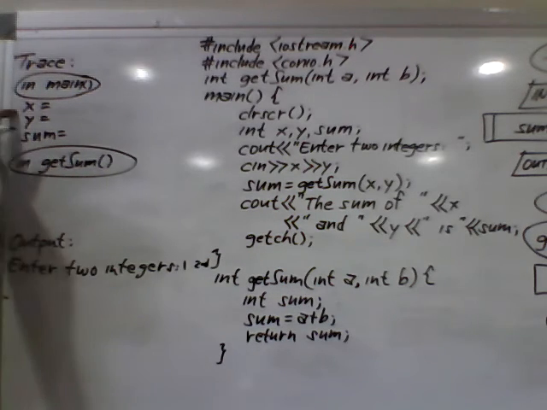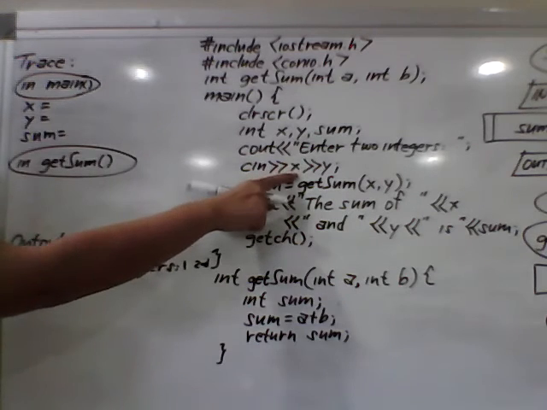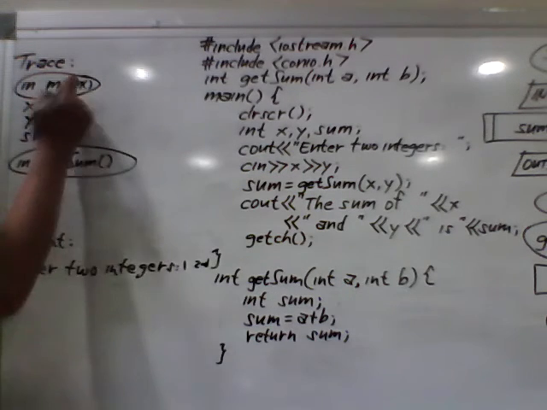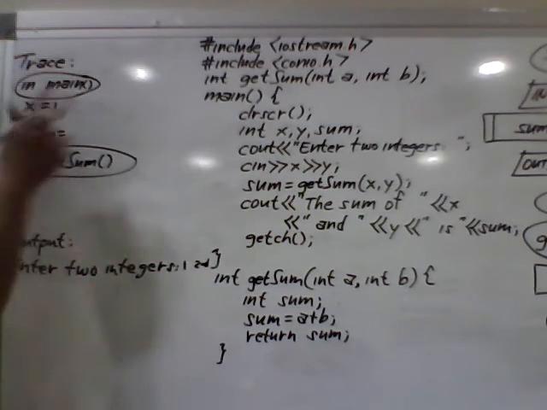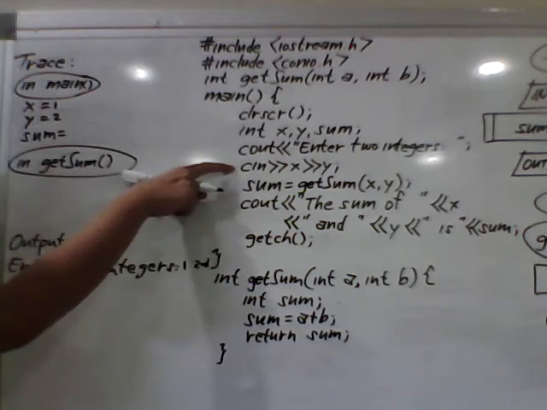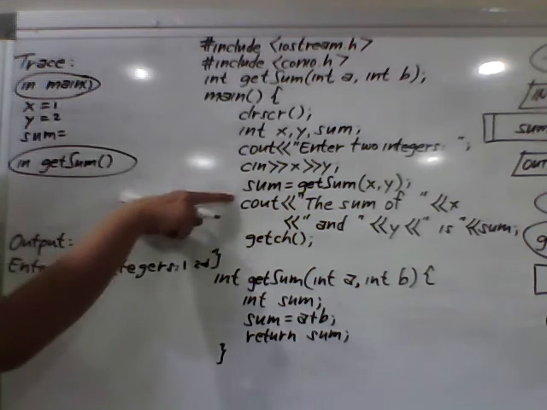1 goes to the first variable x. That's because x is first here. And the second input goes to y. So that's done. Then the next statement.